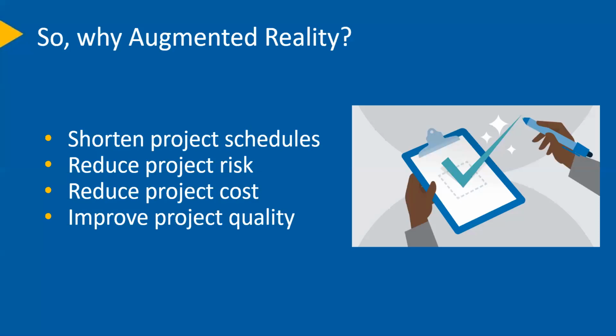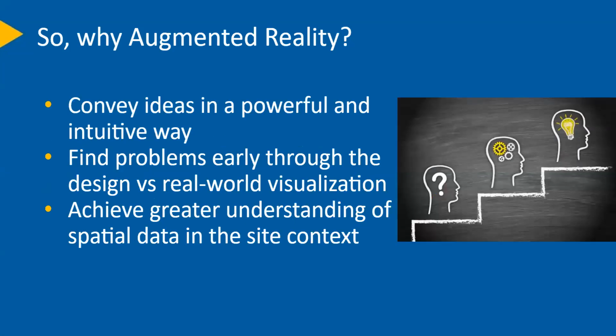The construction inspection process is greatly enhanced by the constant review of what's been constructed, what was designed to be constructed, and prevent problems from progressing too long and make them much more easily identifiable in the field, which at the end of the day results in improved project quality overall. And then just in general, augmented reality is all about conveying ideas in a powerful and intuitive way.